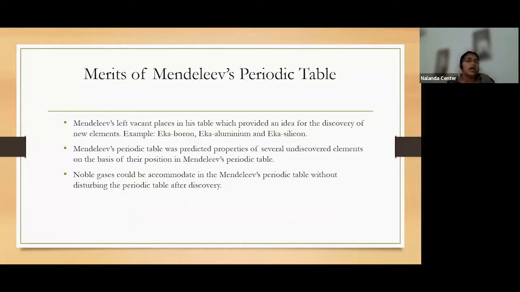The first merit is that he left some vacant space, and he told that you are going to discover some element in future. He also named them Eka Boron, Eka Aluminium, and Eka Silicon. In Mendeleev's periodic table, he even predicted the properties of undiscovered elements, based on their position in the table.